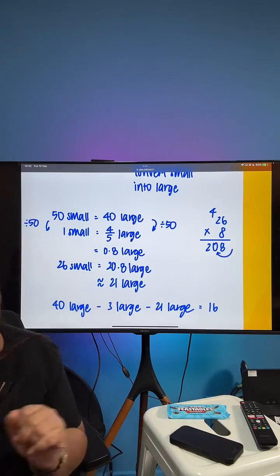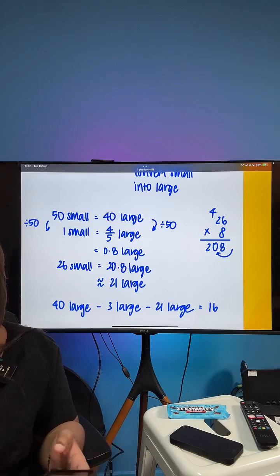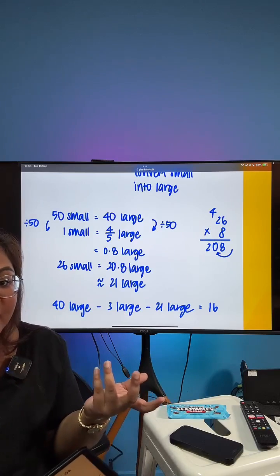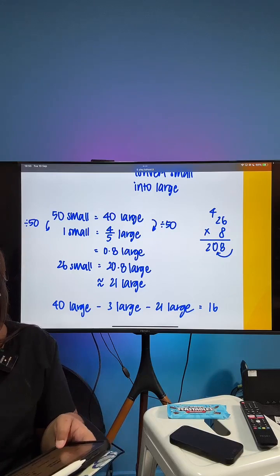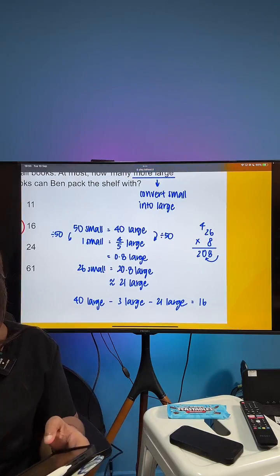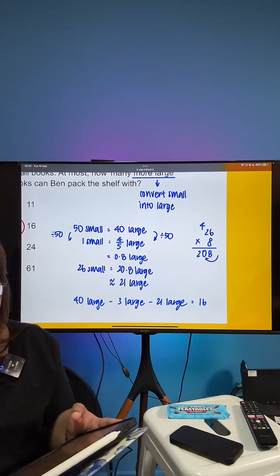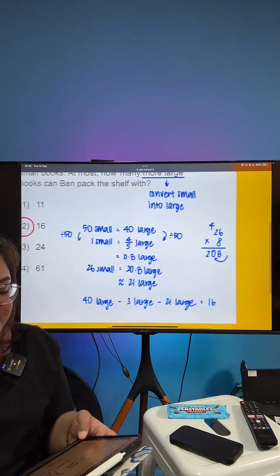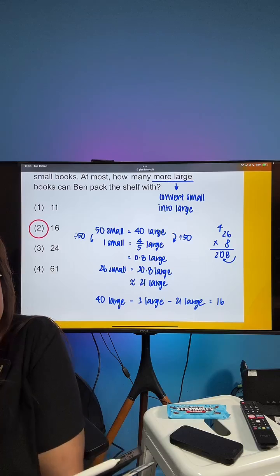Okay, yes, this is P6 math for those asking. So 20.8 large books is actually rounded up to 21 because we cannot have 0.8 of a large book, right? So that's 21 large books, and therefore the maximum that we can fit in right now will be originally 40. We already put 3 in, and 26 small is almost the same as 21 large. So we subtract them, we will get 16 as our answer. Okay? We will get 16 as our answer.